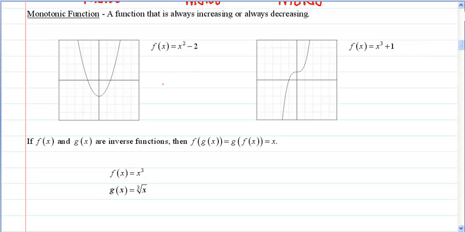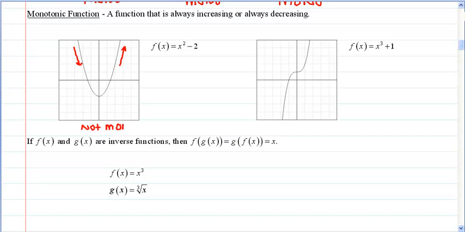So to look at a graph, it's very simple to determine whether or not it's monotonic. On this first graph, this parabola, we see that it's decreasing on the left side of the y-axis, but increasing on the right side of the y-axis. So therefore, it is not monotonic.